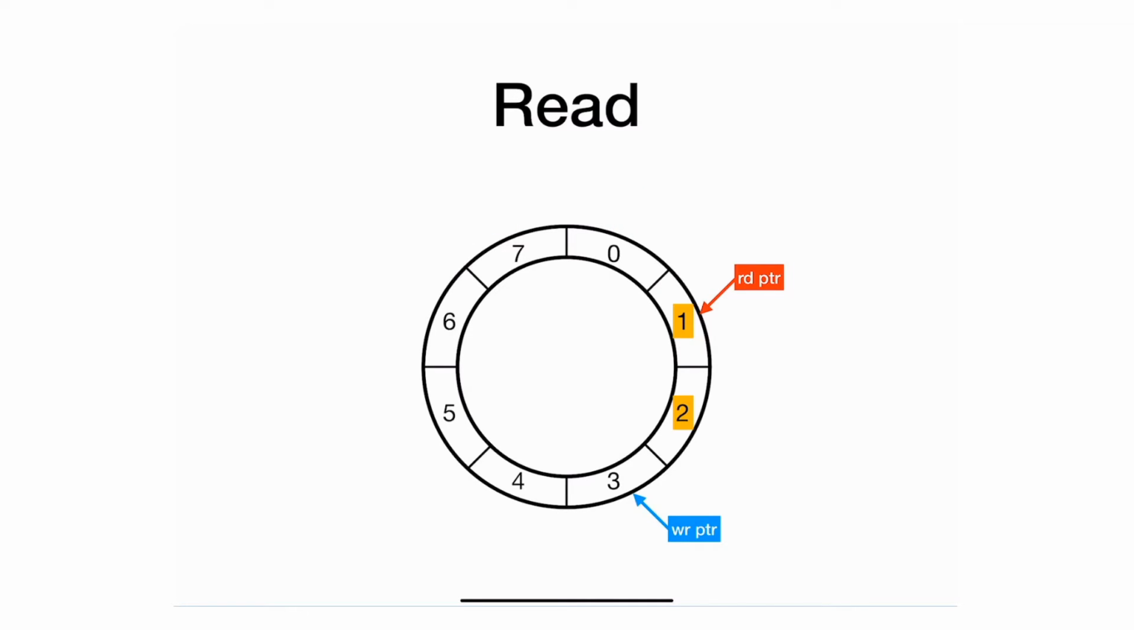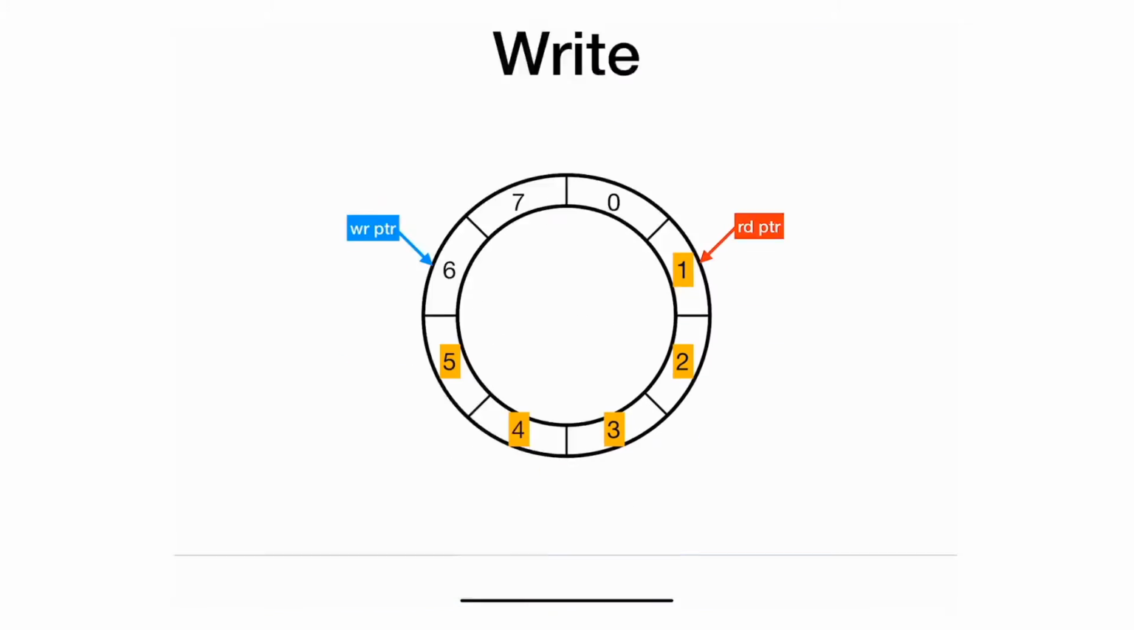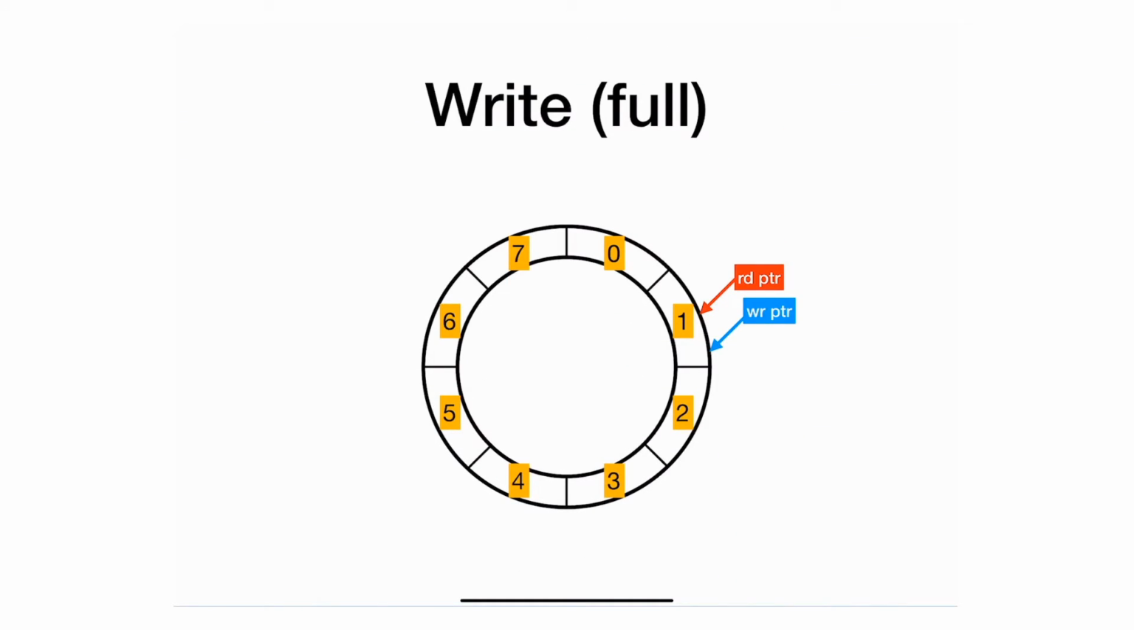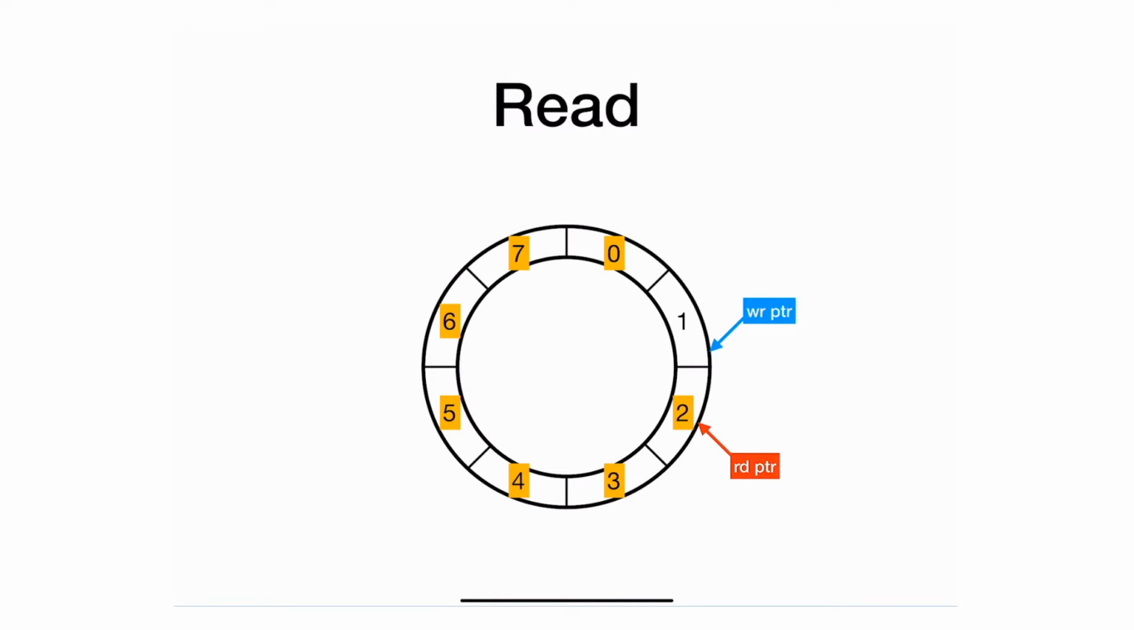Okay, so let's go again, and we're going to do another write, and another write, and another write. What I'm doing in here is I'm filling it. So now I have a full FIFO. And what I want you to pay attention to is that at full, the read pointer and the write pointer are pointing to the same exact location. Good. So I can tell that the FIFO is full, and I shouldn't be able to write anymore.